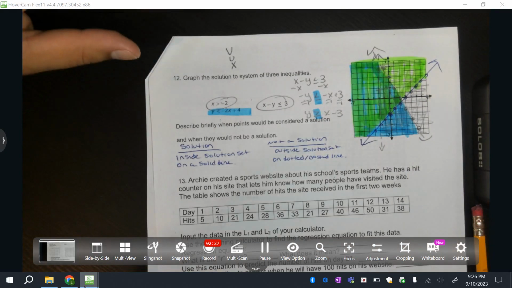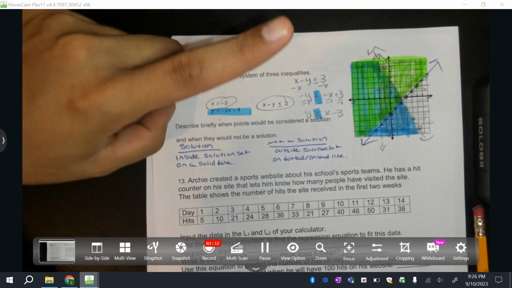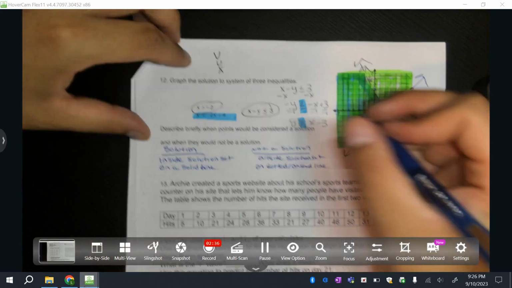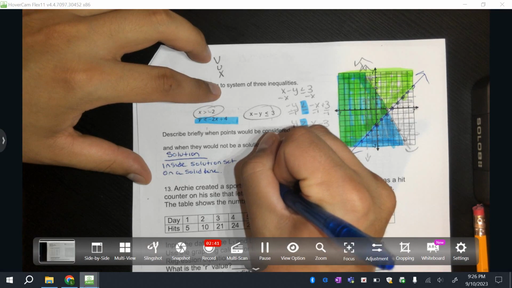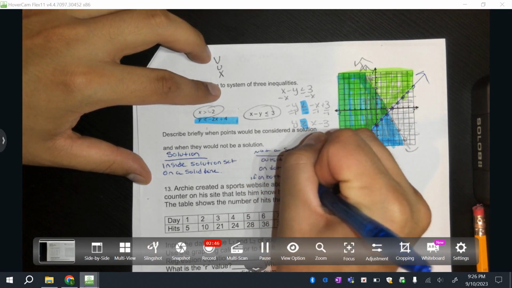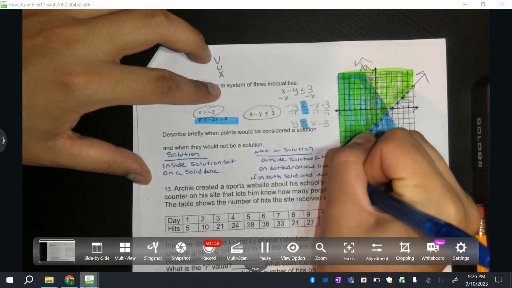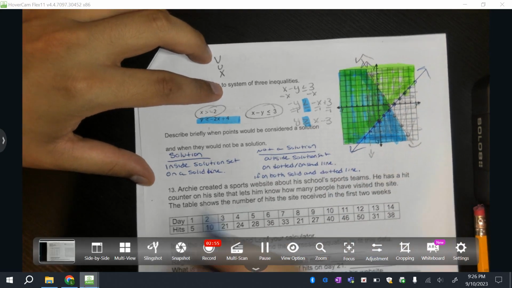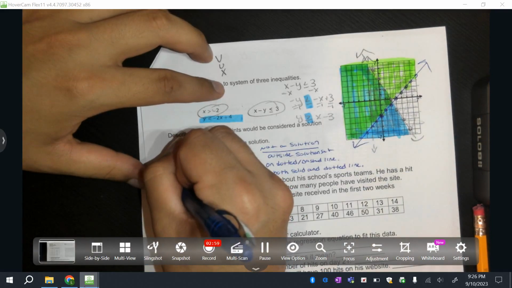Now when you have two lines intersecting, if one is dotted and one is solid, it will be a no solution. Alright, so if a point is on a solid and a dotted line, it would be a no solution. Now it is a solution if they're on two solid lines.